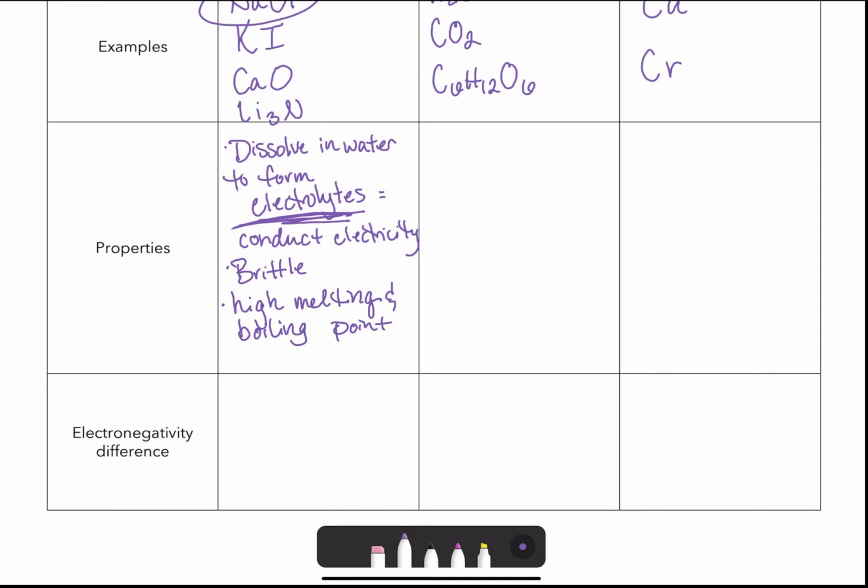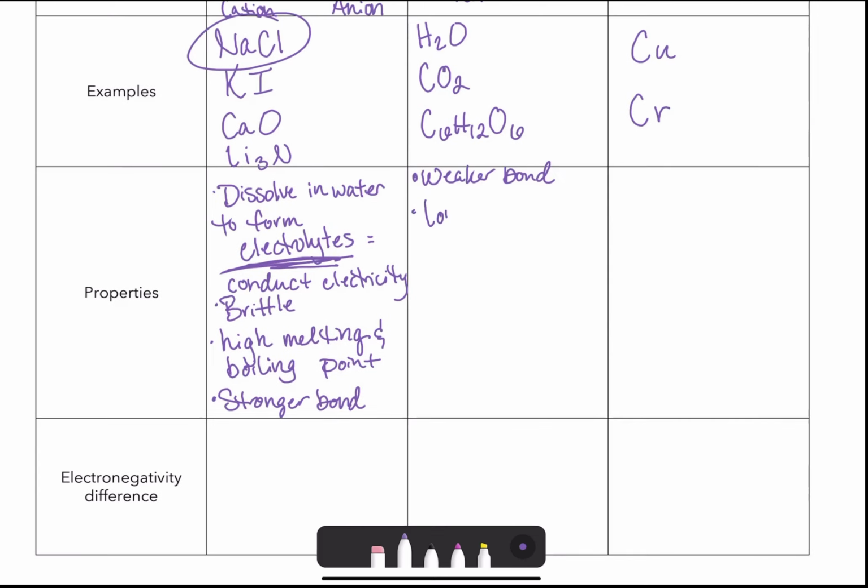Let's talk about covalent bonds. So covalent bonds, they're a little bit weaker than ionic. Ionics, these are the stronger bond, and covalent's a little bit of a weaker bond. Covalent bonds have lower melting and boiling points than ionic do as well.